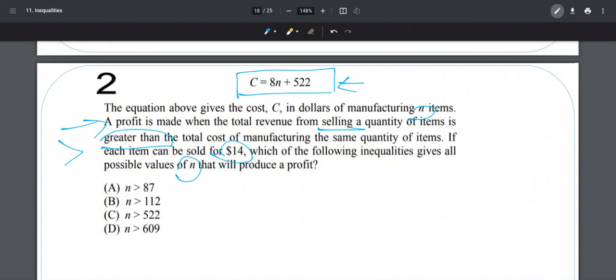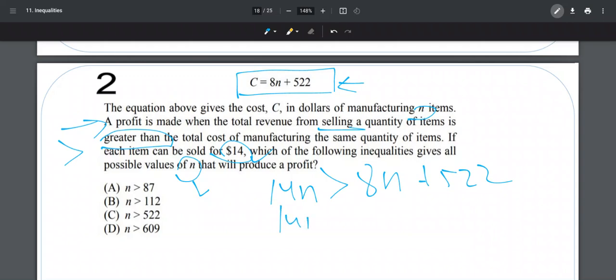Now, n is the number of items, which means the value that I get by selling them is the number of items times the price of items. So 14n. And for us to find a profit, this has to be greater than the cost, which is this equation over here. So 14n has to be greater than 8n plus 522, right? So I'm going to solve for n.